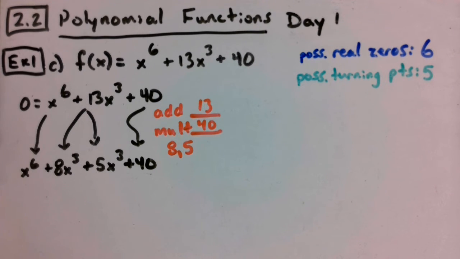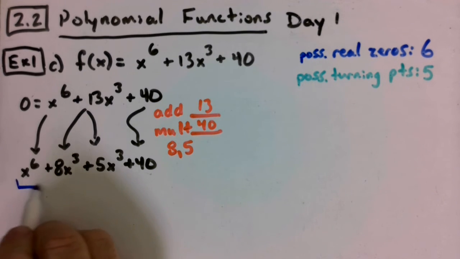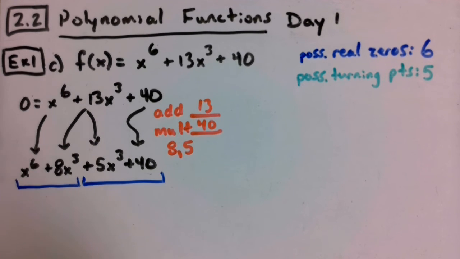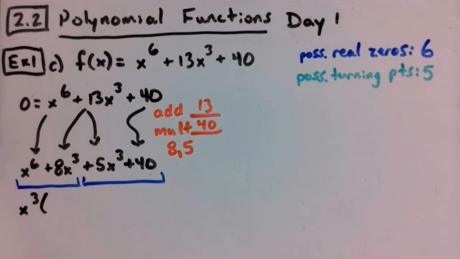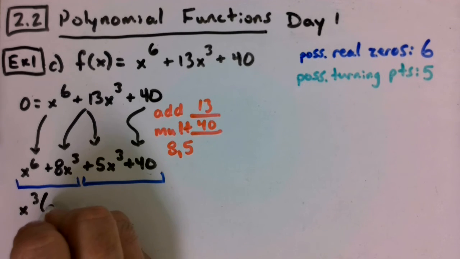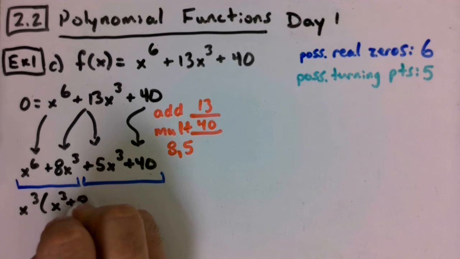From there, I want to go through and factor by grouping. We have 4 terms now, so I'm going to group. The first two terms have an x to the third in common. And if I factor that out in front, I'll have an x to the third plus 8.